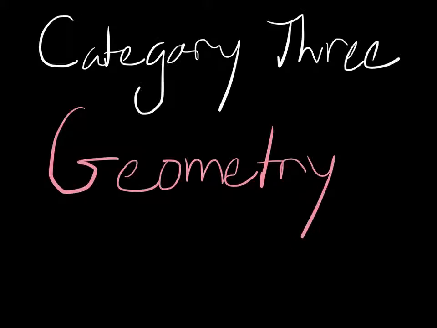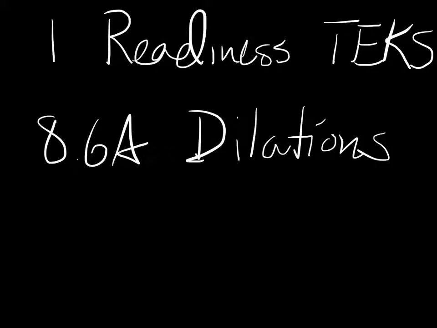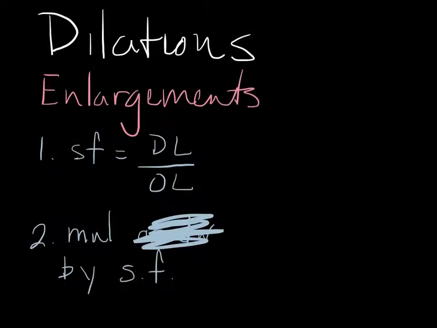Category 3, Geometry. In geometry there is one readiness TEK, and that is 8.6A, dilations. When you're doing dilations, you're looking at basically enlargements, and what you want to do is find the scale factor. You want to find the dilated length and divide that over the original length. Once you do that, multiply that scale factor by the length that you know to get the length that you don't know. For example, let's say that we were working with two rectangles.